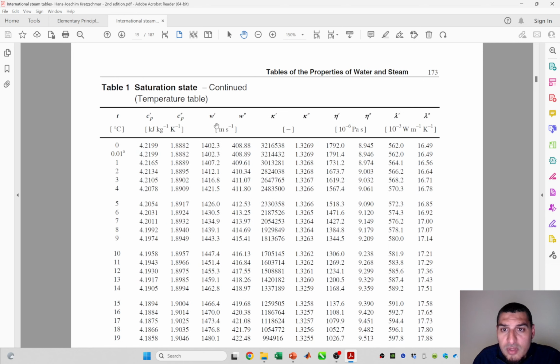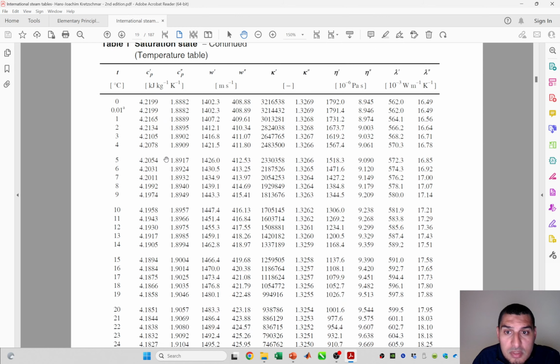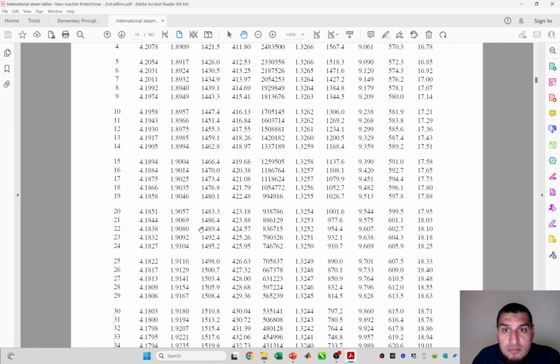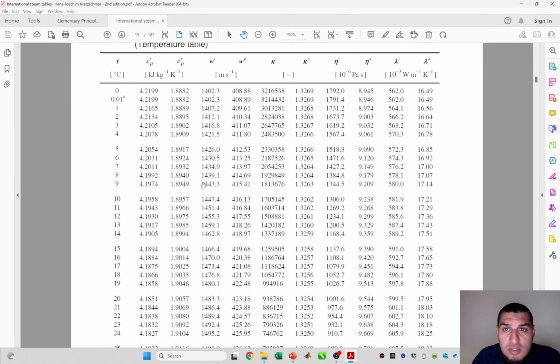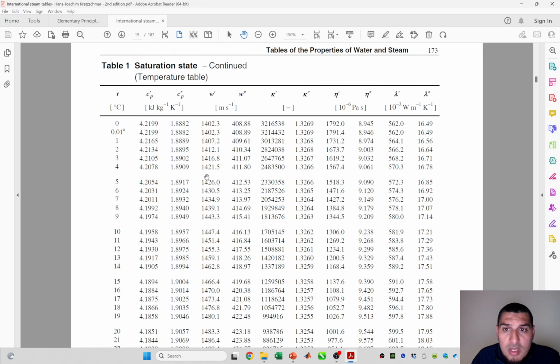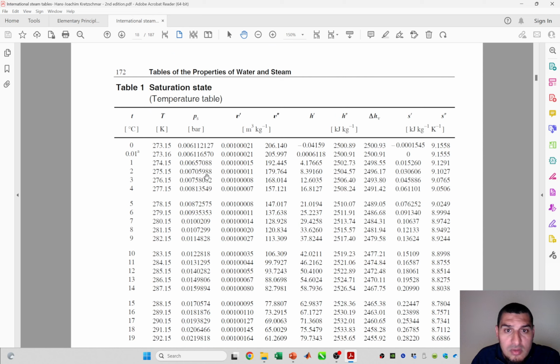If we go up, we will find the temperature table, and it gives us here the 0.01, I think because this is the triple point temperature of water. Okay, so this is the temperature table. This is the pressure table. So these are all tables that are of interest to us. Anyways, I don't want to go into more details. So this is what we want to mention about this.